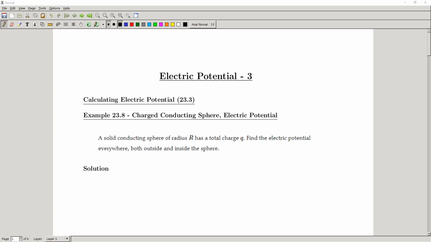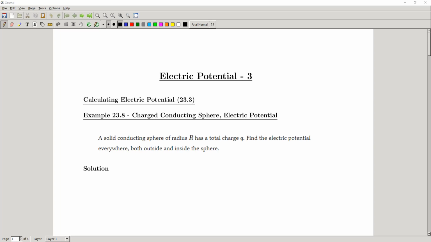Okay, this is going to be our third video in our electric potential series, and in this video I'm going to be focusing on section 23.3, and I'm pretty much exclusively going to be doing examples from that section. Pretty much the whole section is just examples in the textbook. I'm going to do all the examples that they do, save for the very last one, which I'm going to do in our meeting on Wednesday. Okay, and so let's get started here.